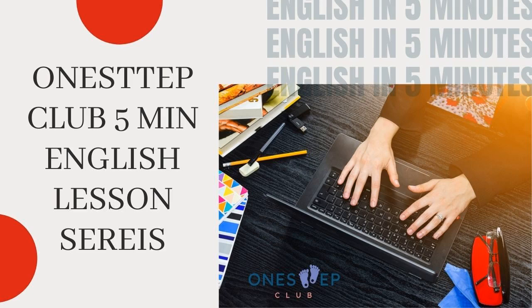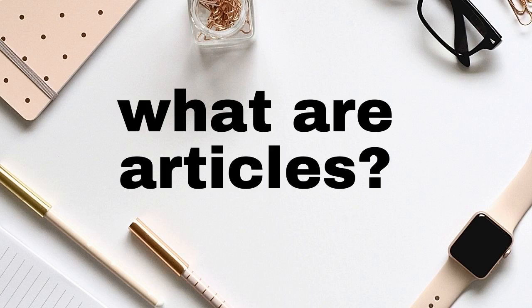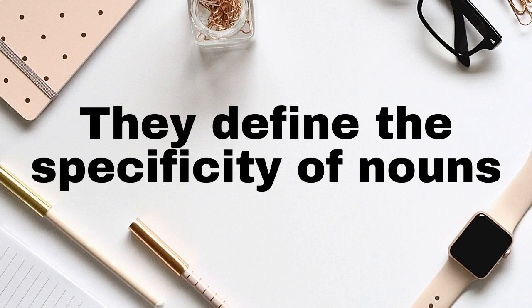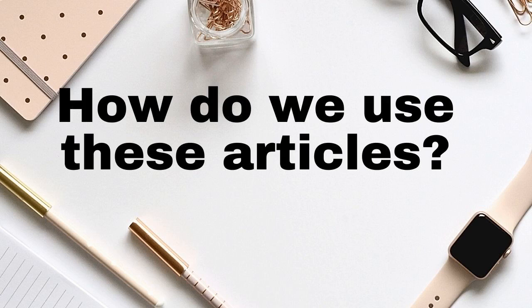This series is designed for you to easily understand some of the complex grammar related sections in the English language within 5 minutes. And in this session, we will be learning about articles. So, what are articles? Articles are types of adjectives which define nouns as to whether they are specific or unspecific. There are three common articles in the English language. So, how do we use these articles?